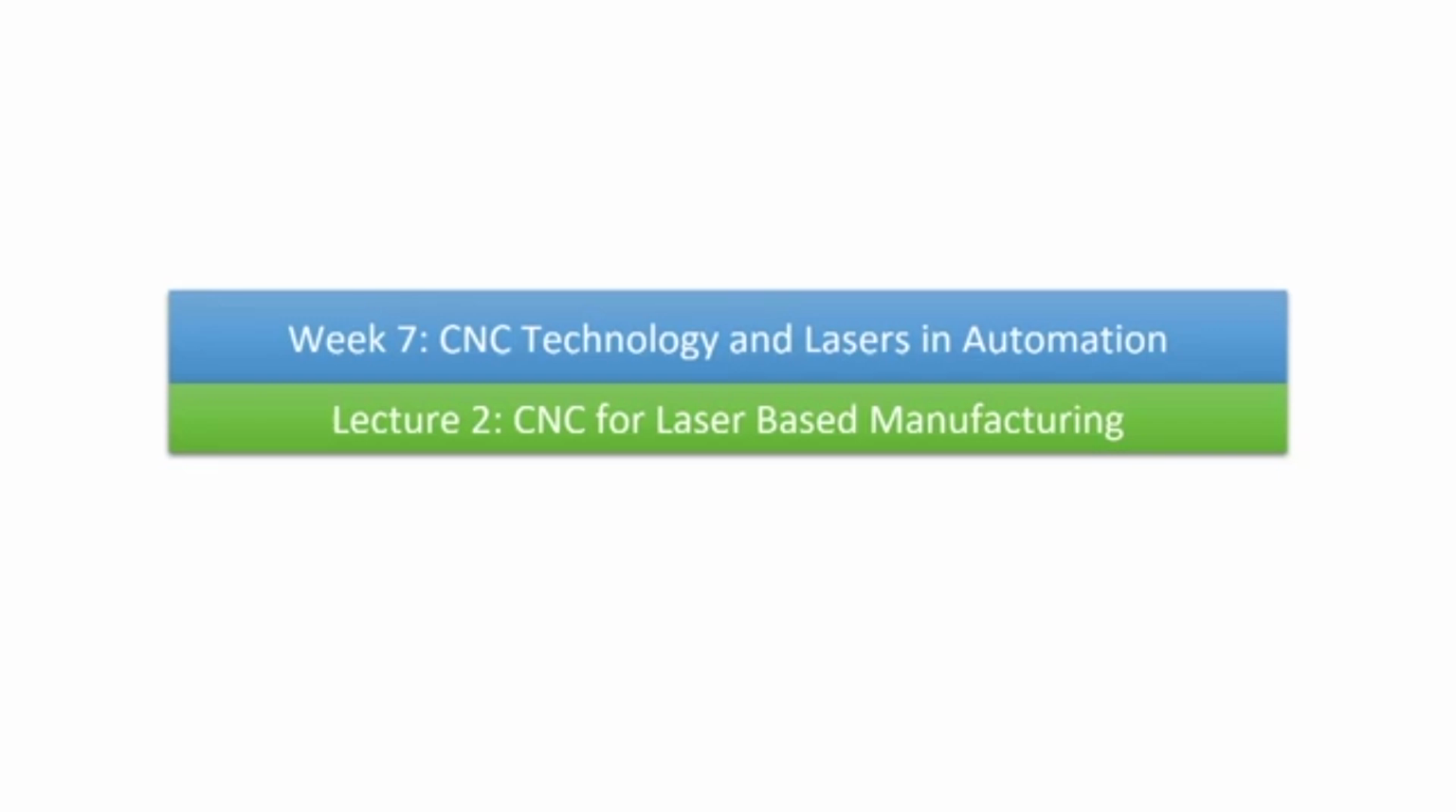CNC is applied to almost all sorts of manufacturing processes: the mechanical transformation processes such as material removal, forming or rolling, the welding operations, that is the joining processes, and laser based processes as well. Now we are using CNC based controllers. So let us see the meaning of CNC and the various aspects of CNC for laser based manufacturing.